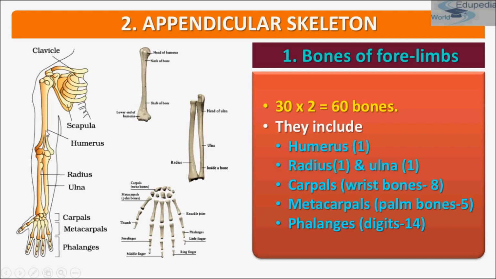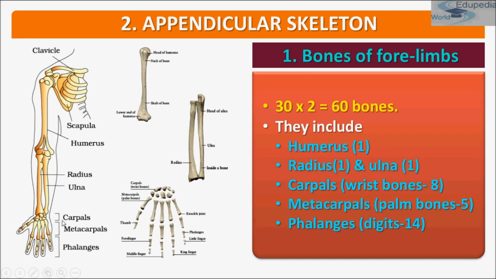So it consists of humerus, which is 1 in number. This is your humerus, and then comes radius and ulna. This is your radius, which is again 1 in number. This is your ulna, which is again 1 in number. Then comes your carpals, 1, 2, 3, 4, 5, 6, 7, 8. These are your carpals, which are also known as wrist bones, and they are 8 in number.